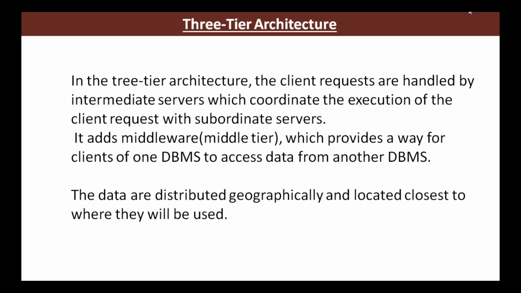That means the user at the client tier interacts with an application server, which further communicates with the database system. Now there is no direct contact between the client and server. Through the middleware only, it establishes communication between the client and server. So this type of architecture is known as a three-tier architecture.